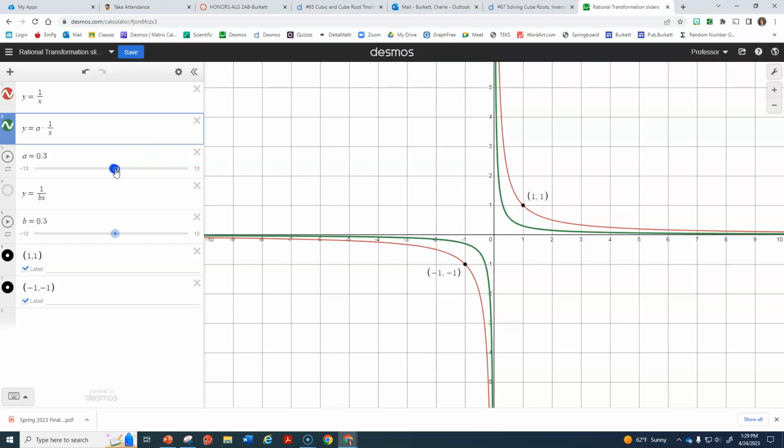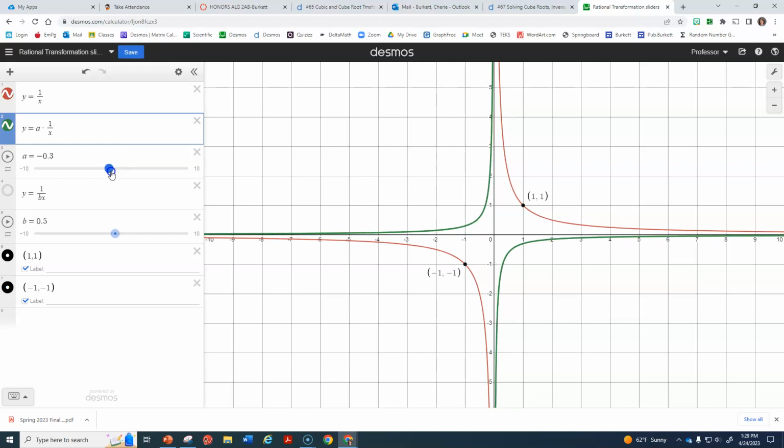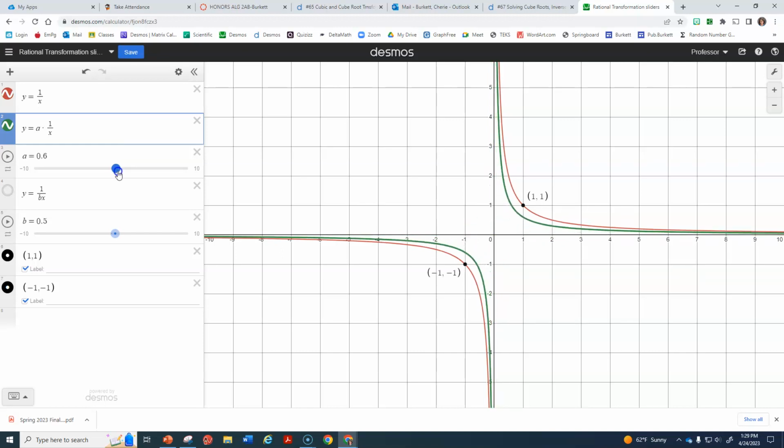And you can see if I get closer to 0, I'm getting really, really close to the x-axis. As I get closer to 1, it approaches the parent function. And of course the same thing is true on the negative side. If I have a negative fraction, the negative causes the reflection and the fraction causes the compression. Okay, so that's when A is 1/2.